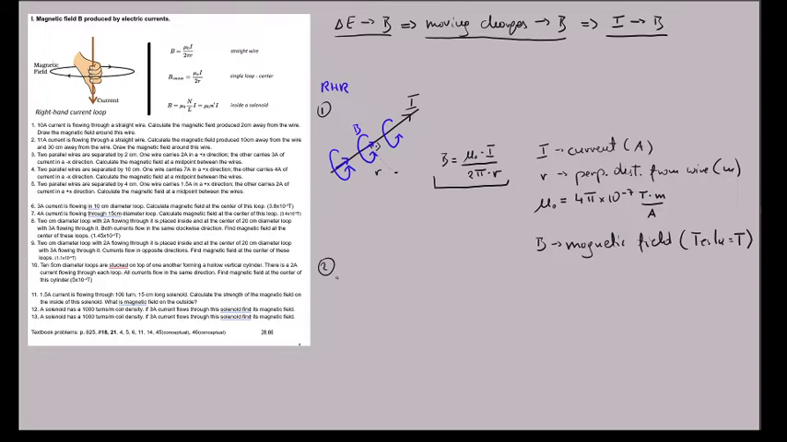Next thing that we have is the magnetic field at the center of the loop. So now suppose that you take a wire and you bend it into a loop, so you get something like this. And then you run a current into this. So I flows in, flows all the way around, and then it flows back out of the loop.